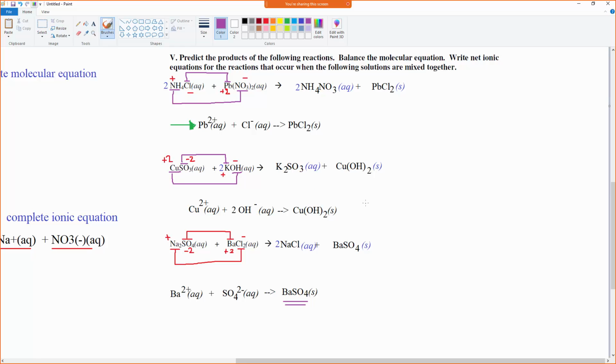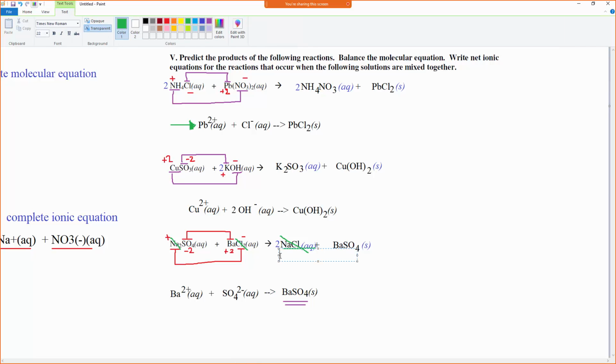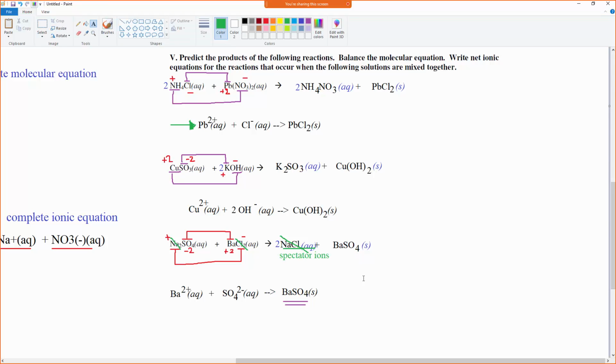Another way to do it, Zach, would be to look at the whole thing and say, what is the same? Here I have sodium chloride aqueous, here I have aqueous sodium, here I have aqueous chloride. So those all I can cancel out because I have aqueous sodium on both sides and aqueous chloride on both sides, and say, look, those are my spectator ions. And then I can just eliminate those, and whatever's left over gives me my net ionic.